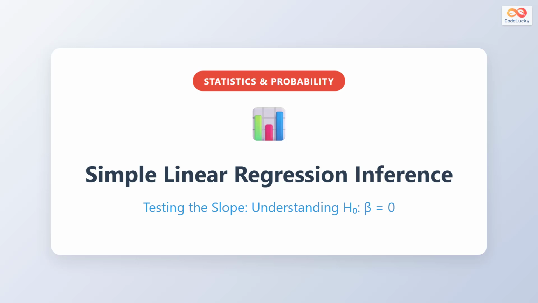Welcome to this lesson on simple linear regression inference. Specifically, we are going to focus on testing the slope. The core question we want to answer is: is there a statistically significant linear relationship between two variables? To answer this, we need to understand the hypothesis test for the population slope, often denoted as beta.